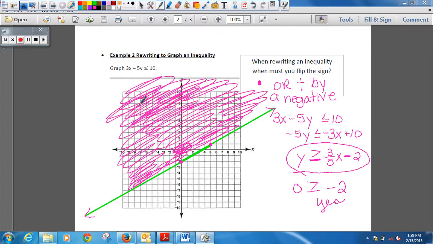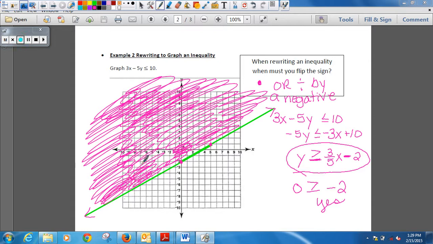So what makes the difference between an inequality and an equation is that the solution set is much larger, because it can be any point on this side, and in this case it could also be part of the line. In an equation, your solution set is just where the line is located.